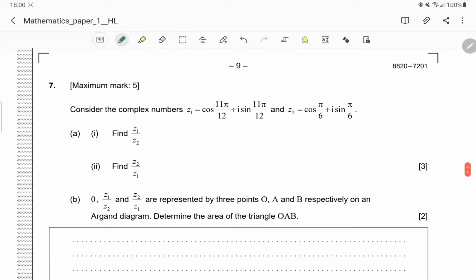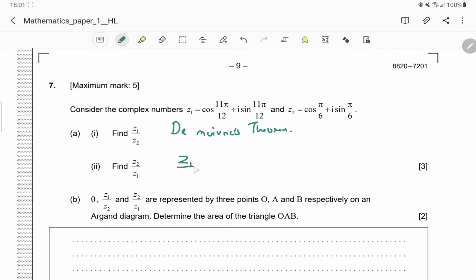Now the next question. Consider the complex numbers z1 equals cos 11 pi by 12 plus i sin 11 pi by 12, and z2 equals cos 11 pi by 6 plus i sin pi by 6. So we need to find z1 over z2. In this we know that we use de Moivre's theorem.